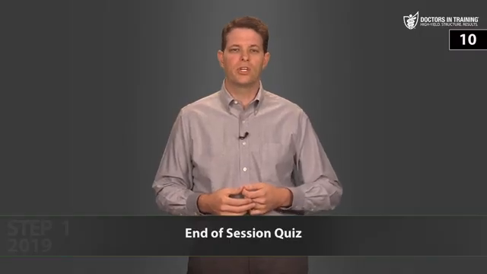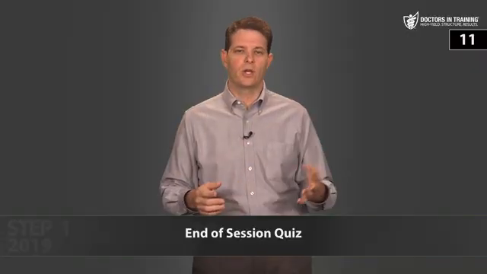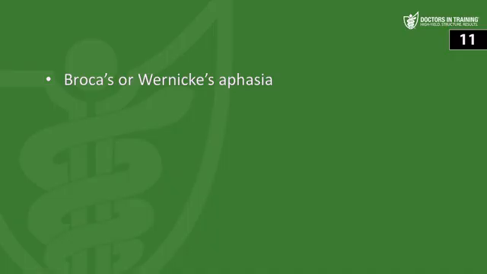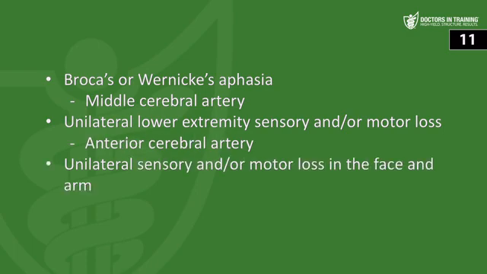Next, which arteries are chiefly responsible for supplying blood to the brainstem? The basilar artery and the vertebral arteries. And the last question, what artery is damaged in each of the following presentations? In Broca or Wernicke aphasias, it's the middle cerebral artery. Unilateral lower extremity sensory and or motor loss is the anterior cerebral artery. And unilateral facial and arm sensory or motor loss is the middle cerebral artery again.